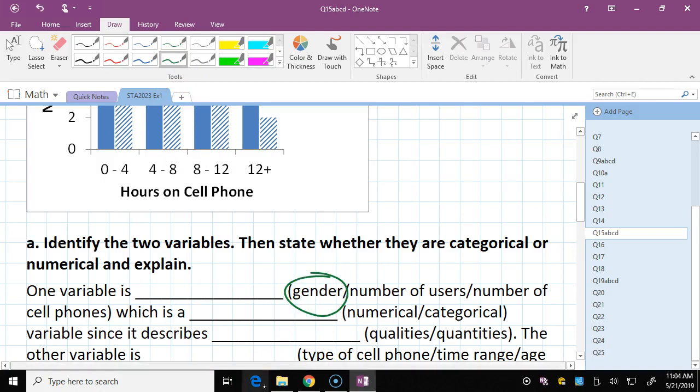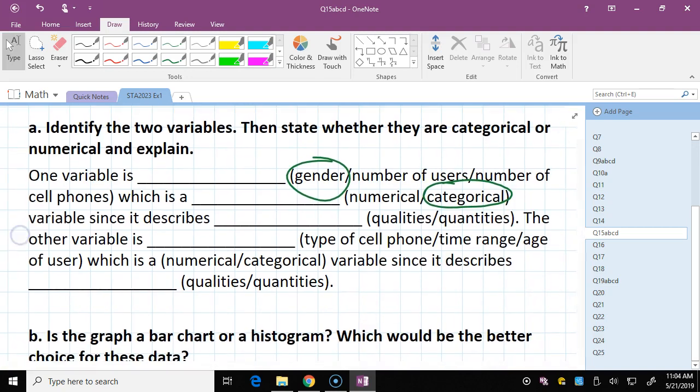So your first guy is really about the gender, which is a blank variable, numerical or categorical? Definitely categorical. And then, since it describes blank, qualities or quantities? Qualities.